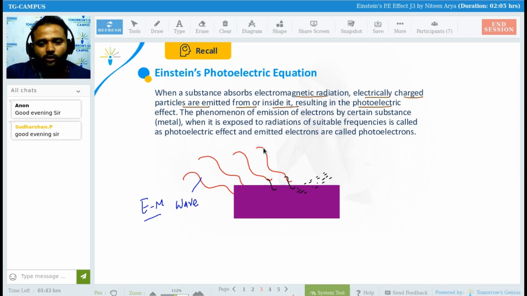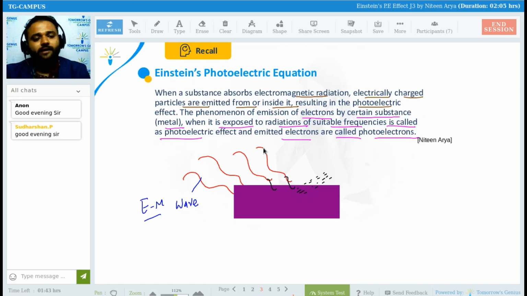So the phenomenon of emission of electrons by any particular substance, such as a metal, when it is exposed to radiation of suitable frequency is called the photoelectric effect, and the emitted electrons are called photoelectrons.